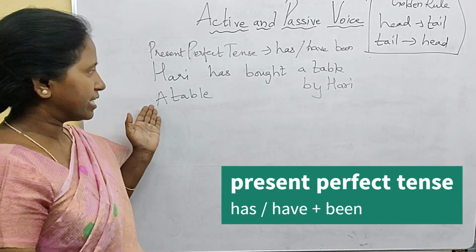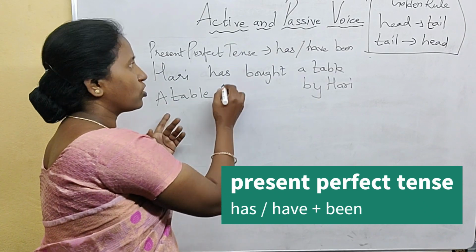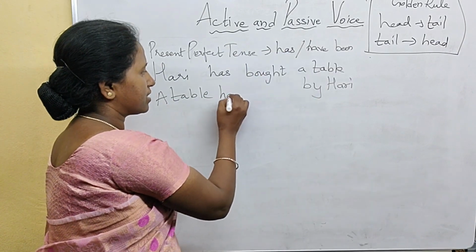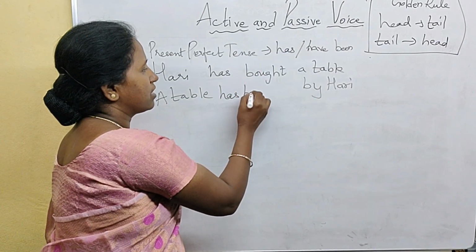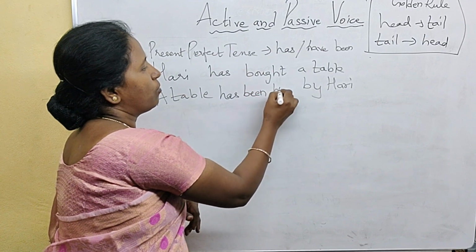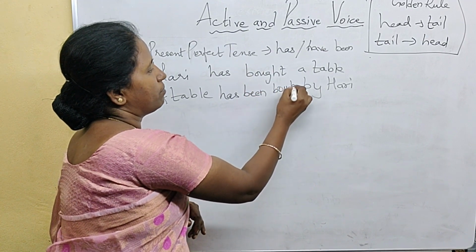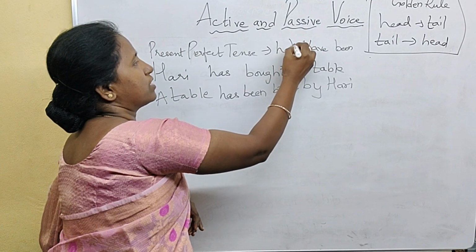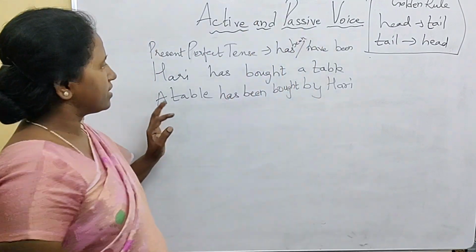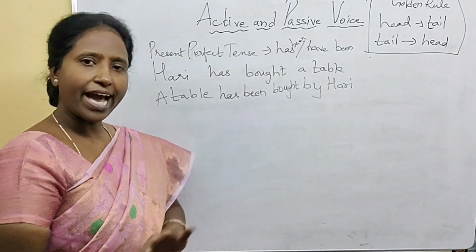Okay. How? A table. This is singular. So we are taking has. Has been bought by Hari. If it is confusing, I'll write been here also. It is either has been or have been.